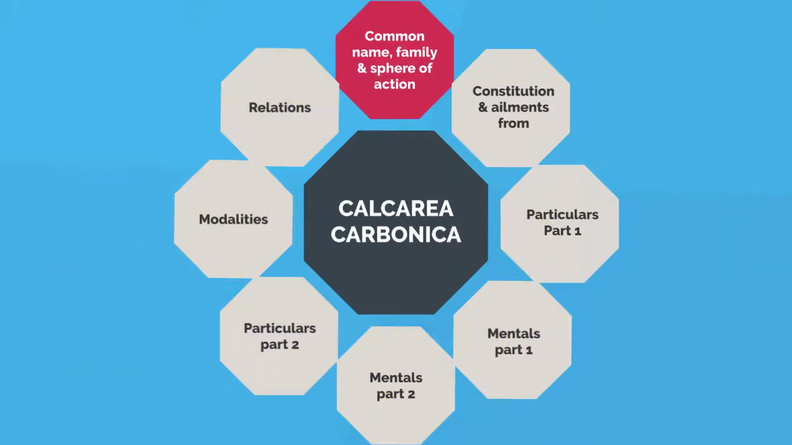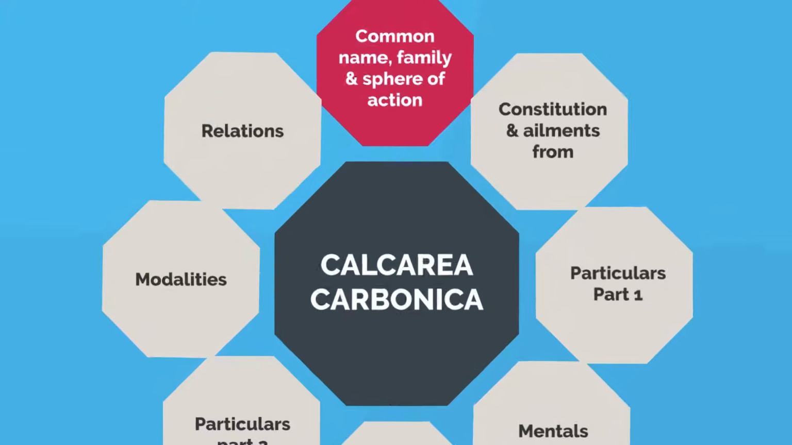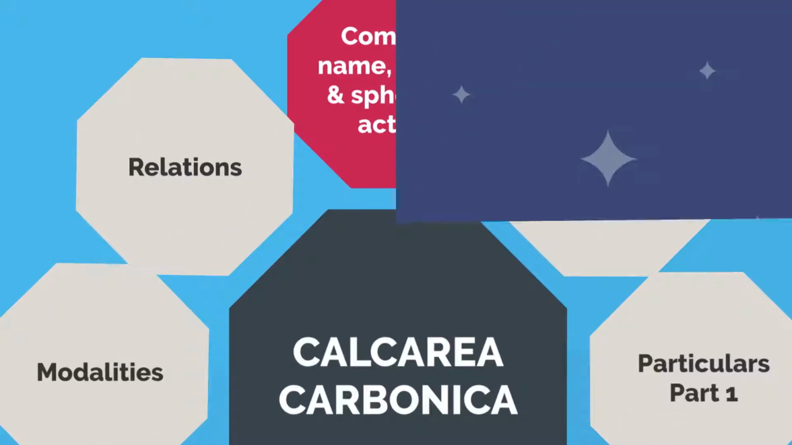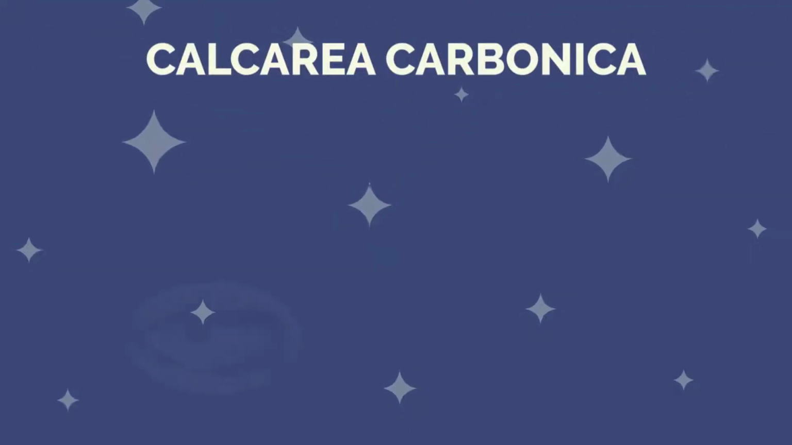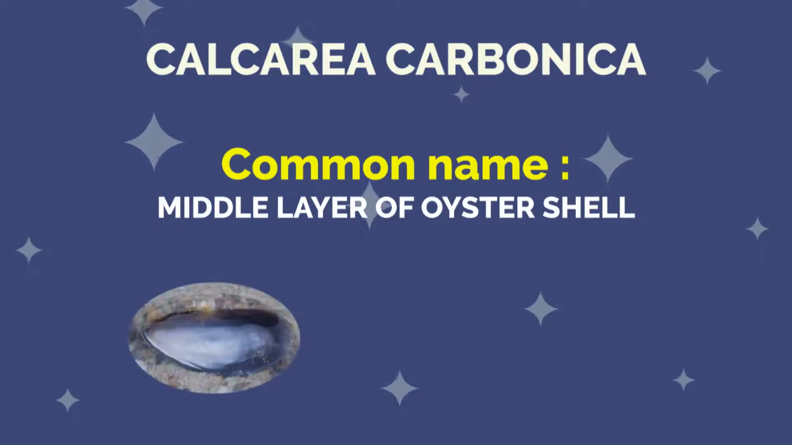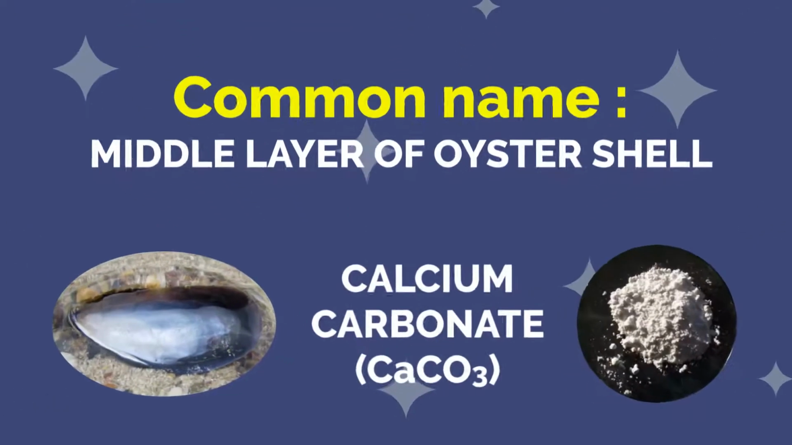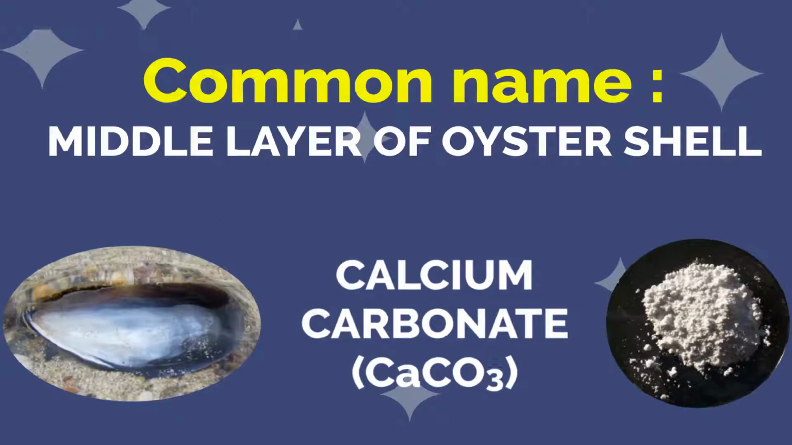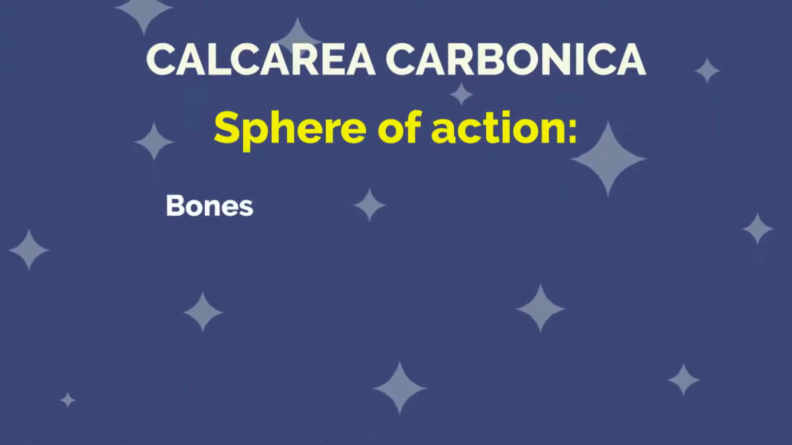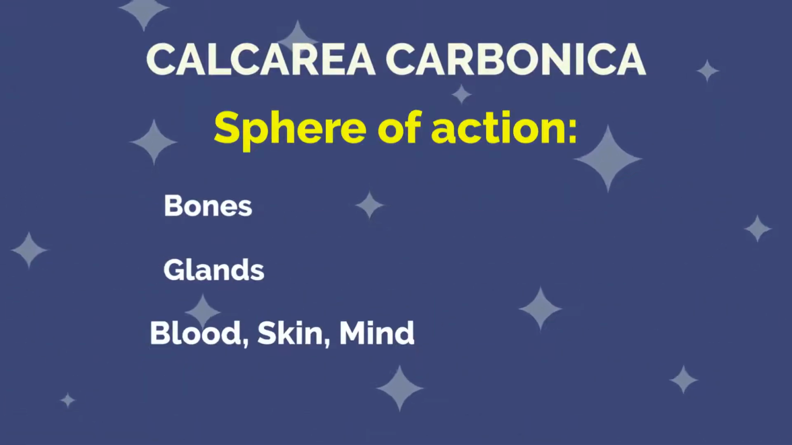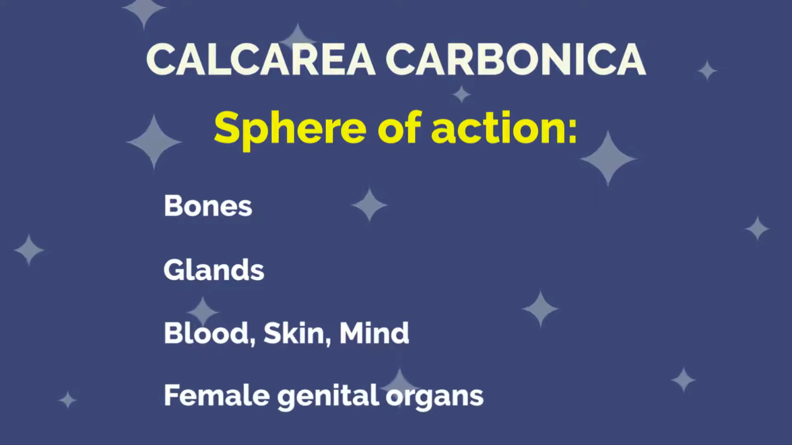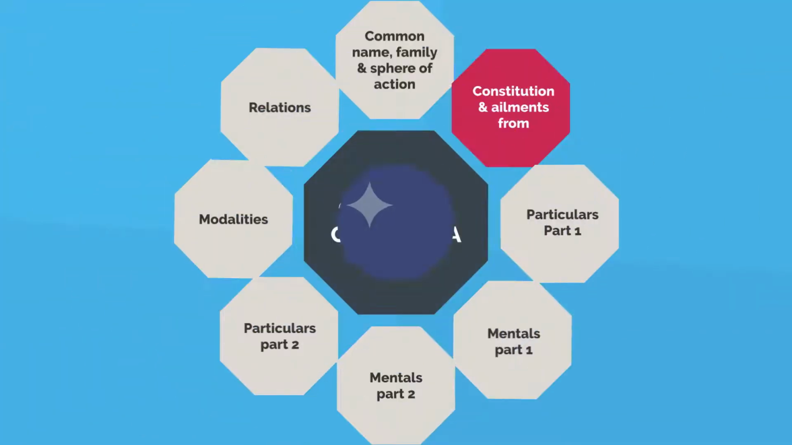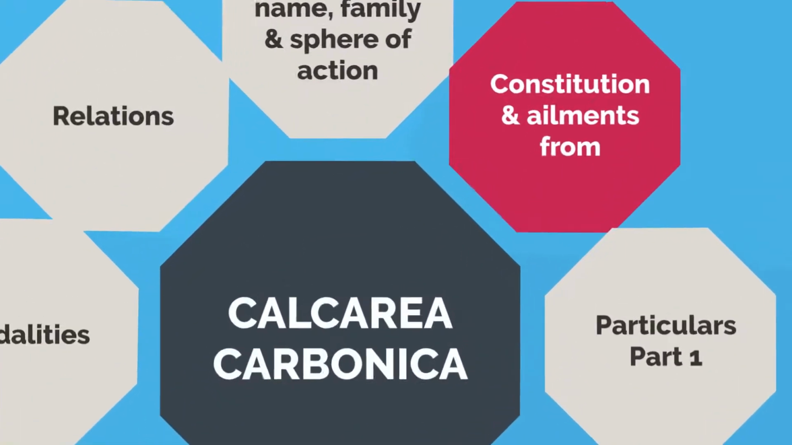Let's begin with its common name, family and sphere of action. The common name of Calcaria Carbonica is middle layer of oyster shell. It is also known as calcium carbonate. Calcaria Carb acts on bones, glands, blood, skin, mind and female genital organs. Moving forward, we shall discuss its constitution and ailments from.